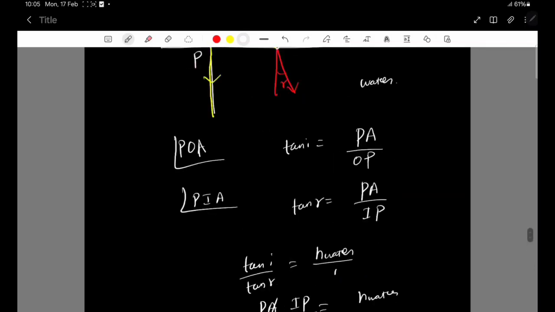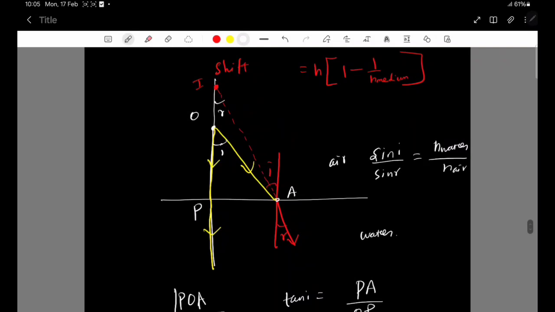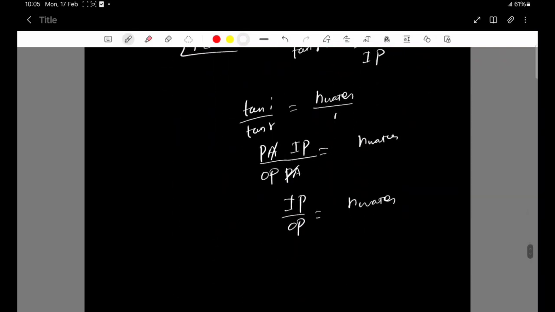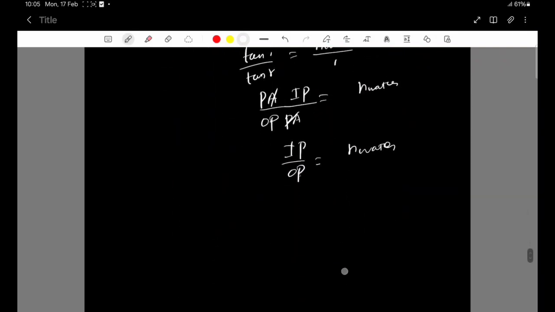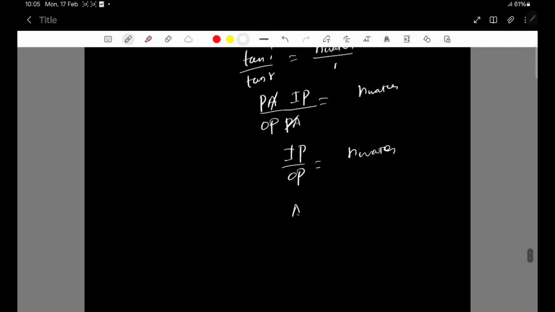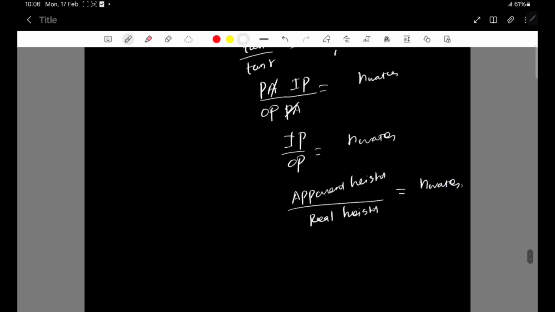And IP is nothing but the image height, and OP is nothing but the object height. So I can call this IP the apparent height. It's the real height. So from this you can very clearly infer apparent height is equal to N water times the real height. So N water is going to be more than 1. So apparent height is going to be somewhat larger than the real height.